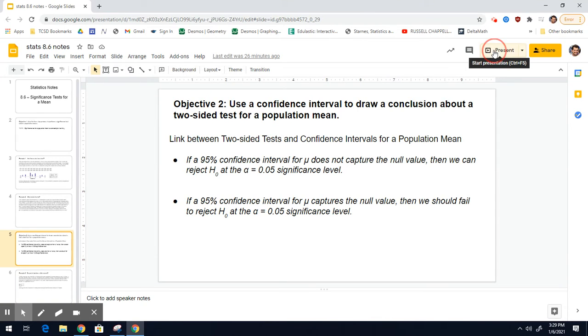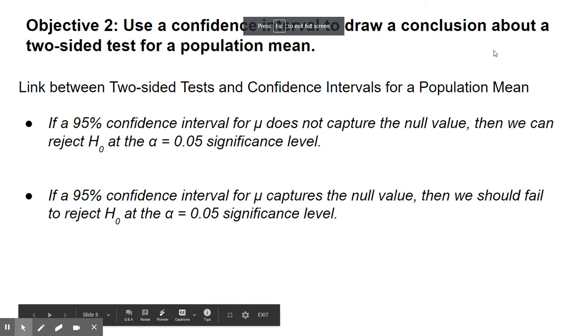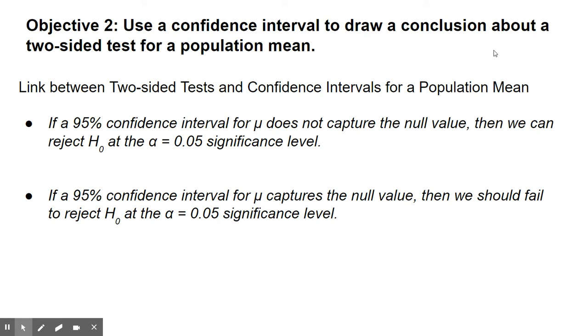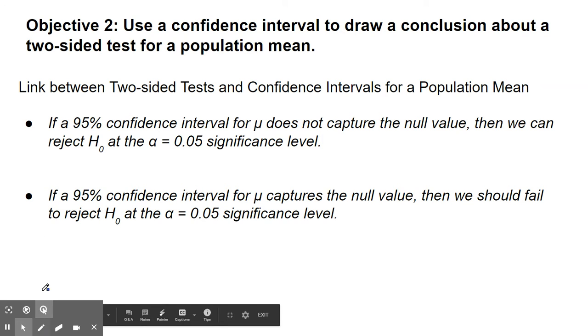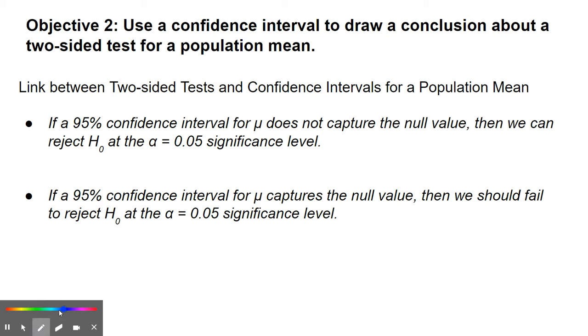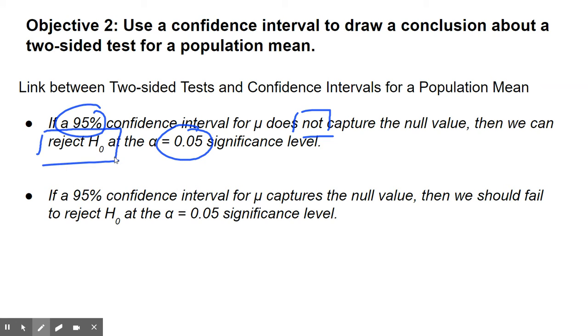All right, the second objective in this section is connecting confidence intervals to two-sided tests, and we're going to focus on means as our way to introduce this. So, for instance, if a 95% confidence interval for mu does not capture the null value, then we can reject the null at the alpha equals 0.05 significance level. We reject the null. So again, if it's not in our confidence interval, then we're not confident that's the right value. So then that's why we reject the null.